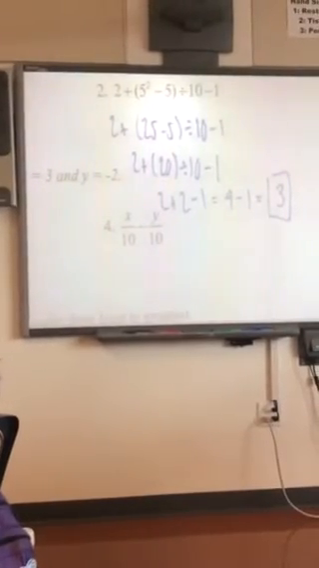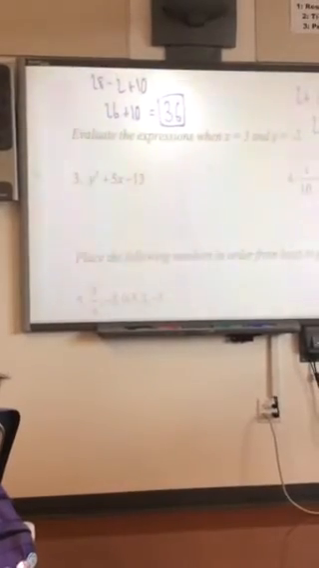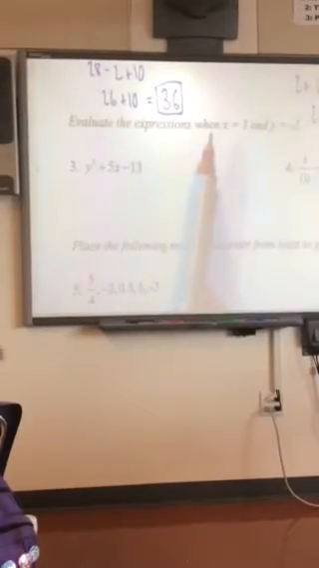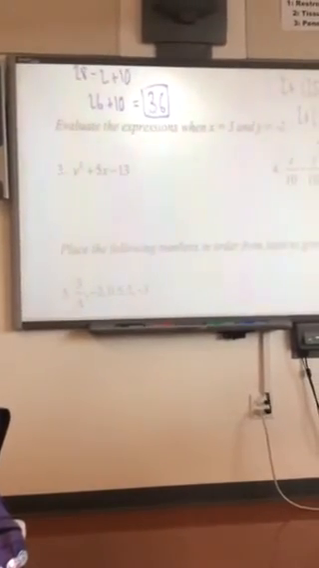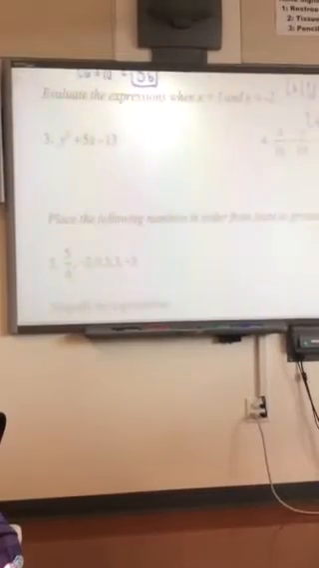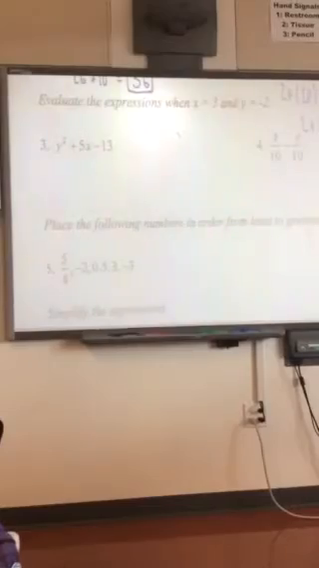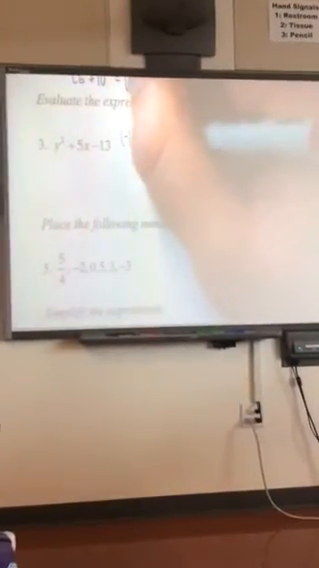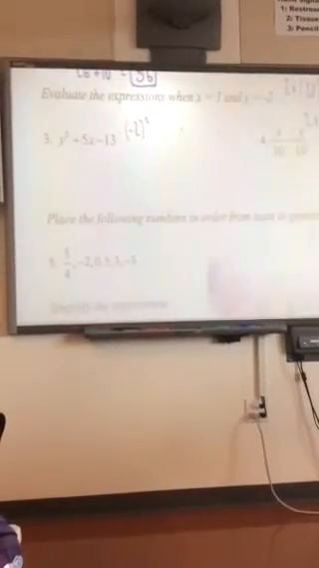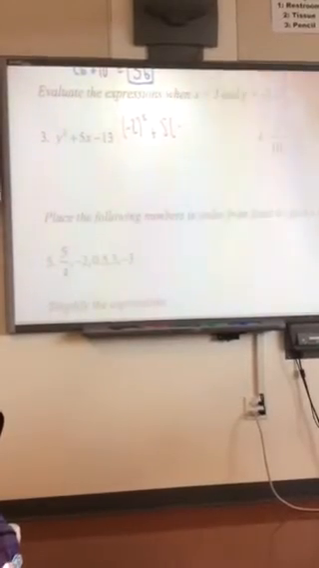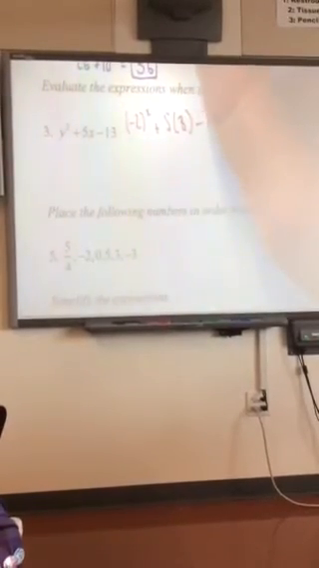All right, next up we've got a couple of problems that are similar, but we have variables to plug in, to substitute. So it says evaluate the expressions when x equals 3 and y equals negative 2. So I'm going to substitute those values in the spot of the expression here. So I get negative 2 squared, and I like to put it in parentheses, plus 5 times 3 minus 13.